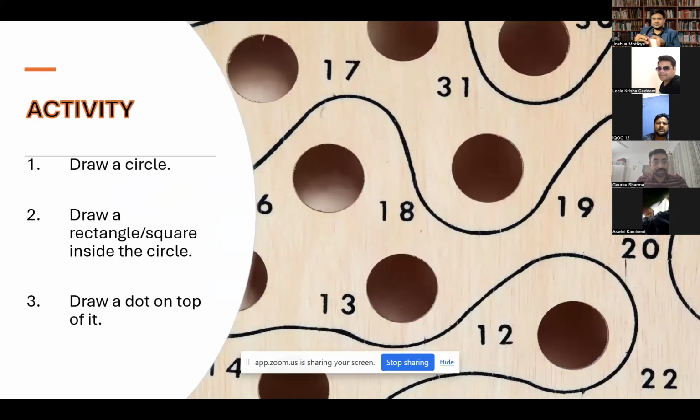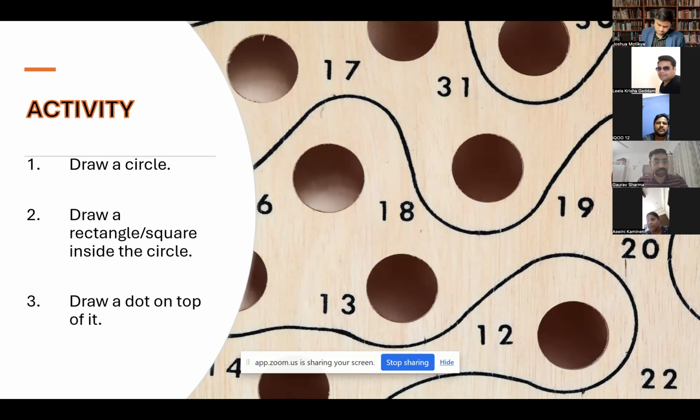So it's a small activity. We have 3 steps. I want you all to perform this activity. 3 steps: draw a circle. The next step is draw a rectangle or a square inside a circle. If you have a pen or paper, take it, use that.